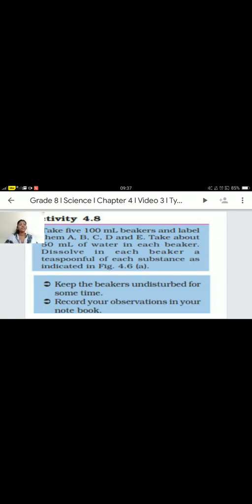I will show you which substance you have to add along with the water. Then you have to keep the beakers undisturbed for some time and record your observation. In this activity, you can see how many beakers there are. Five beakers, A, B, C, D, E. We have labeled them as A, B, C, D, E.